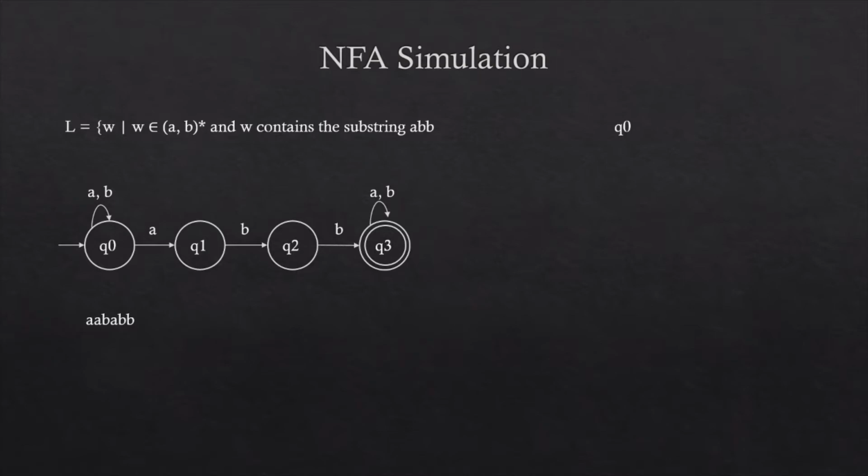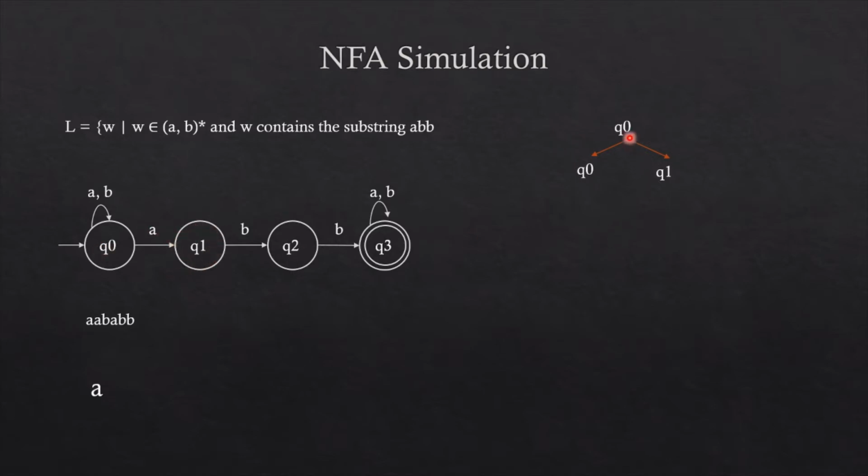So we start off at Q0, which is the starting state. And from Q0, we're seeing the first symbol A. And we have these transitions on A from Q0. So there is a transition on Q0, so we put it here, and another transition that goes to Q1.